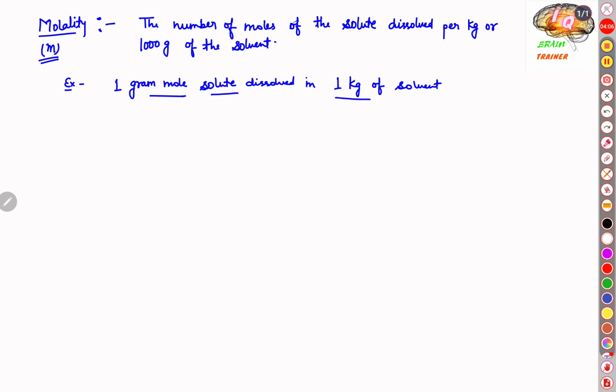And the solvent should be 1 kg or 1000 gram, the same thing. Okay, 1 gram mole of solute dissolved in 1 kg of solvent is also called a 1 molal solution. If there is a solution which has 1 gram mole of solute dissolved in 1 kg of solvent, then that solution is called a 1 molal solution. I hope you understand properly.